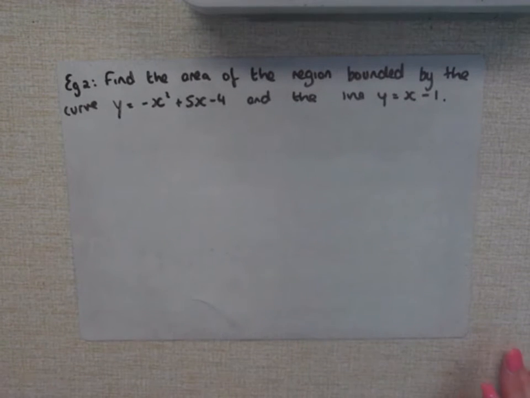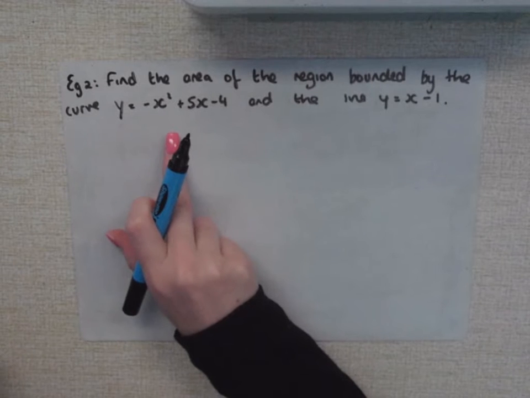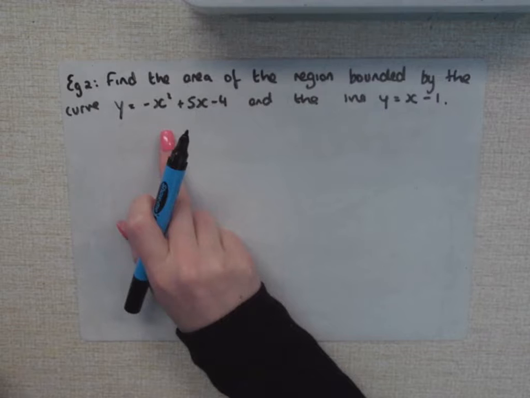So we're going to have to draw a picture in order to figure out what area they're actually talking about. Find the area of the region bounded by the curve and the line. First of all, what do you know about that curve? It's n-shaped, isn't it? Because you have a minus. So it's an n-shaped curve.